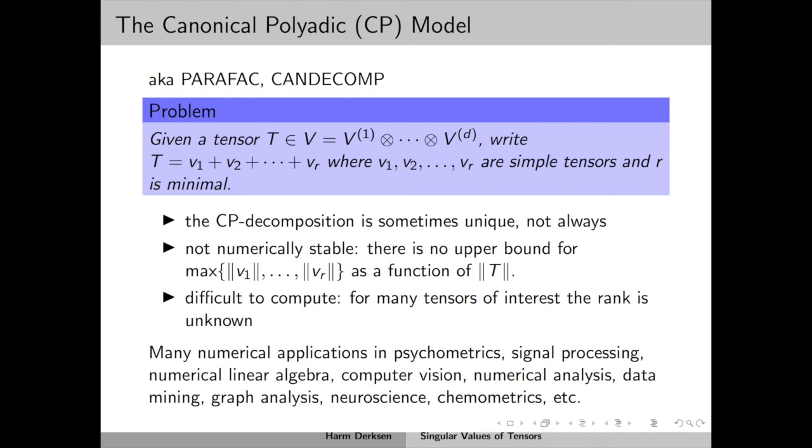Another thing is that this CP decomposition can be difficult to compute. It's very easy to find the rank of a matrix, but finding the rank of a tensor is actually quite hard. Otherwise, that problem of matrix multiplication would be much easier. When you talk about a simple tensor, do you include the coefficient? Yes. If you have a coefficient, you can just scale one of the vectors by the coefficient.